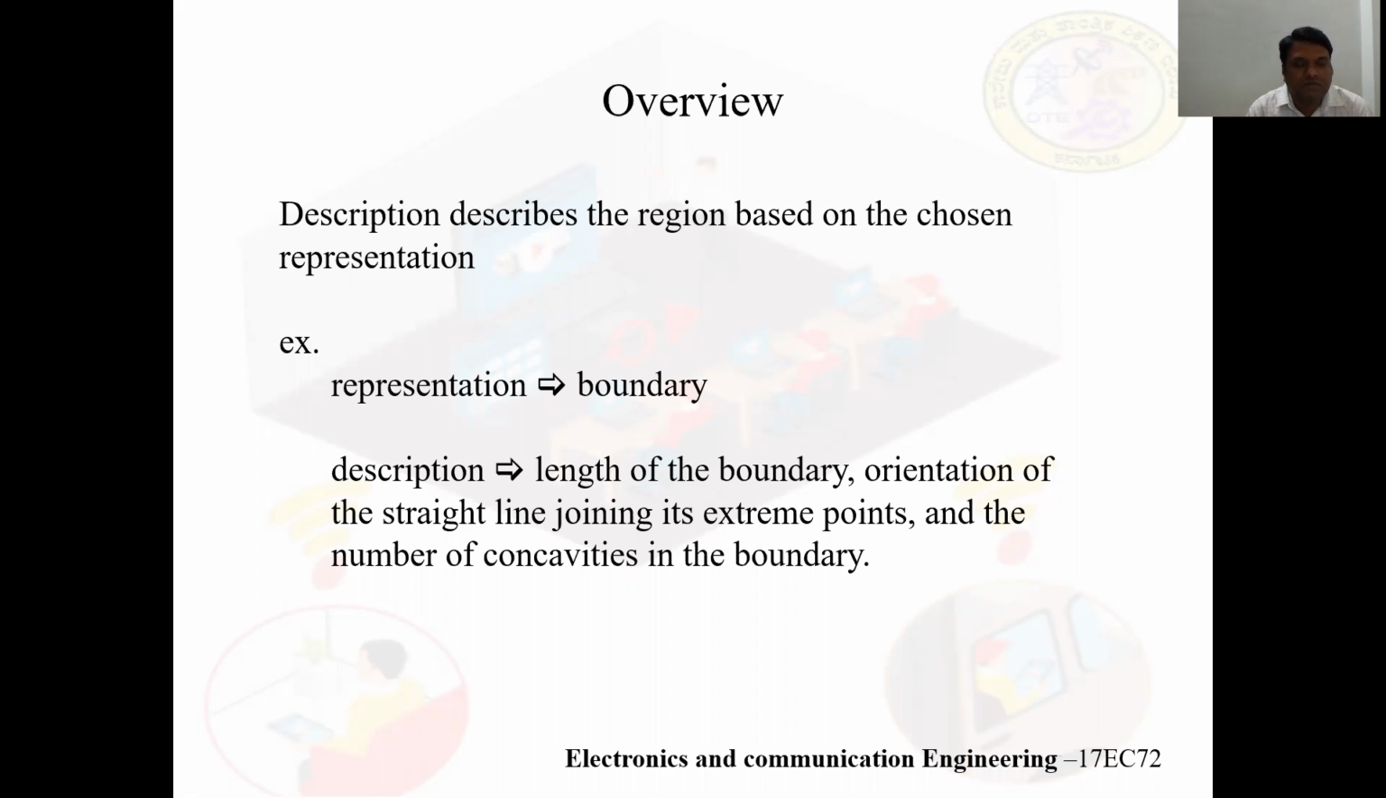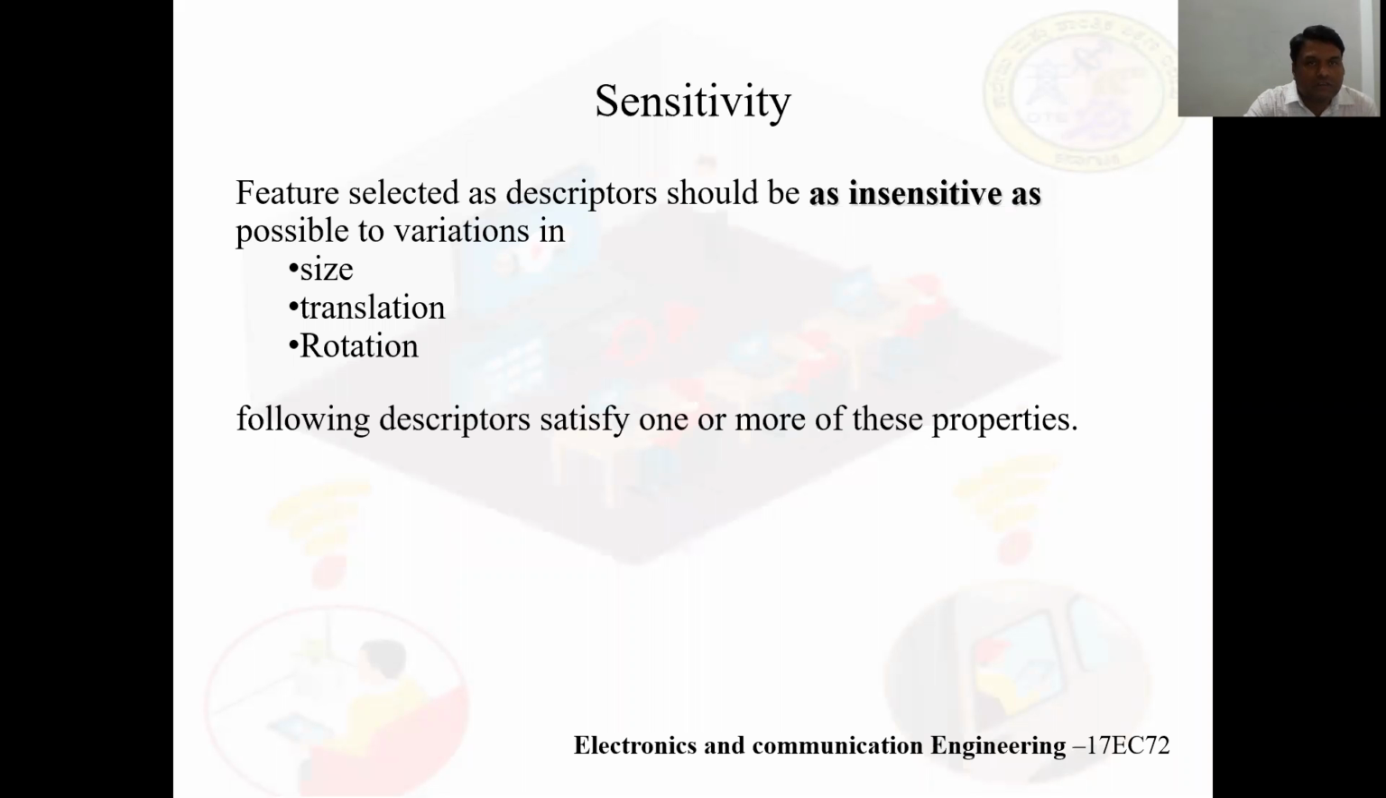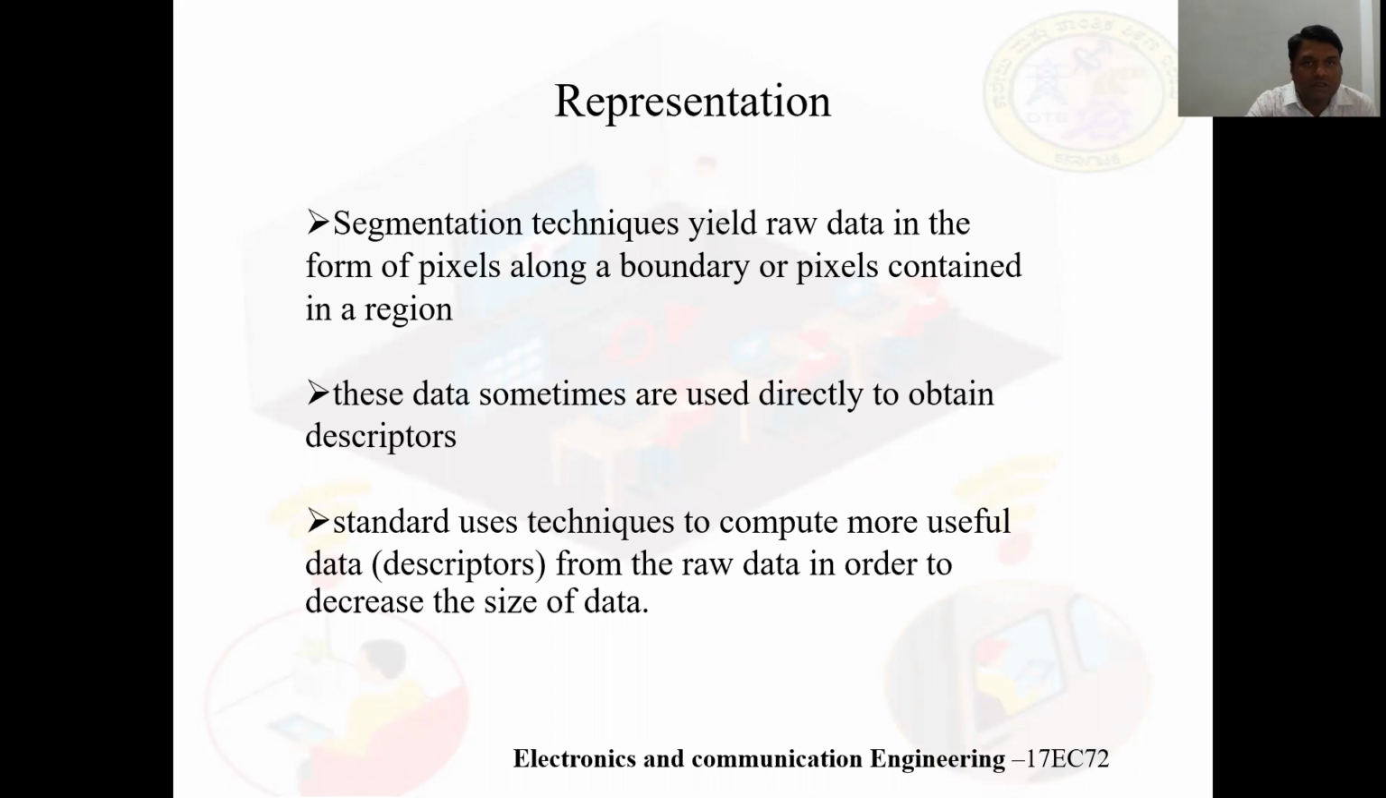Features selected as descriptors should be insensitive to change in size, translation, rotation. So features selected as descriptors should be as insensitive as possible to variations in size, translation, rotation. Following descriptors satisfy one or more of these properties.